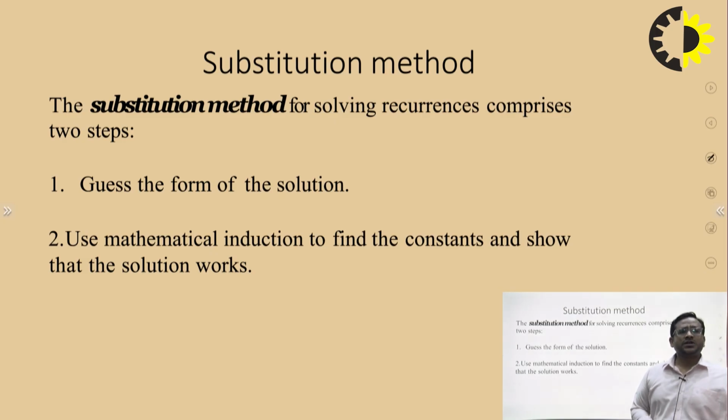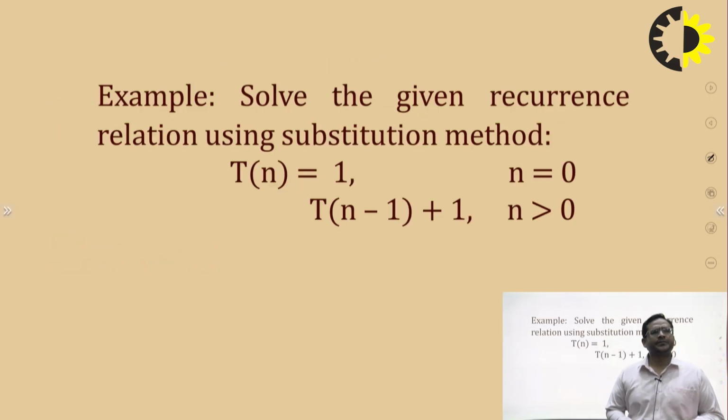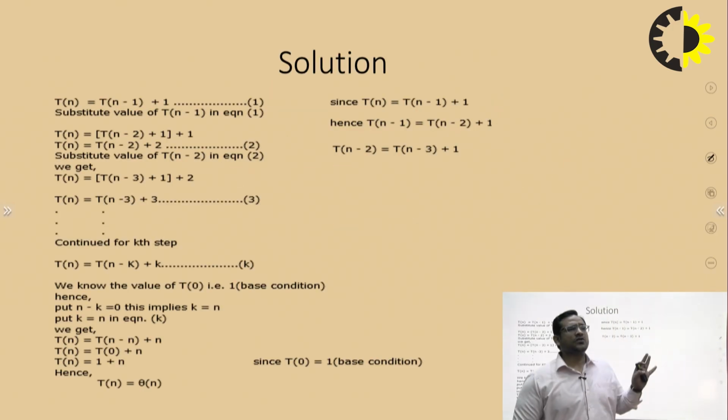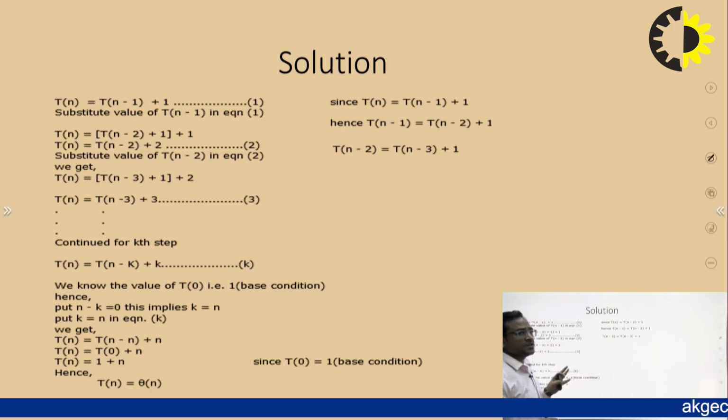Okay, so the substitution method is: guess the form of the solution, put it in one by one, and solve it mathematically. Here is the question, again the same recurrence relation I discussed earlier: T(n) = T(n minus 1) + 1 if n is greater than 0, and 1 otherwise. How can you solve it using the substitution method? This is the solution. I'll explain it line by line.